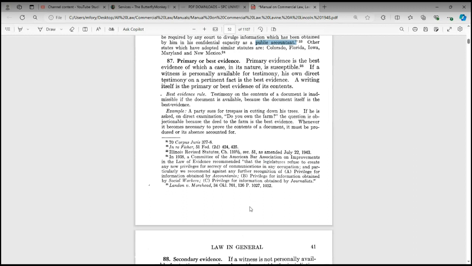Primary or best evidence. Primary evidence is the best evidence of which a case in its nature is susceptible. If a witness is personally liable for testimony, his own direct testimony on a pertinent fact is the best evidence. A writing itself is the primary or best evidence of its contents. The best evidence rule: testimony on the contents of a document is inadmissible if the document is available, because the document in itself is the best evidence, which is absolutely true.